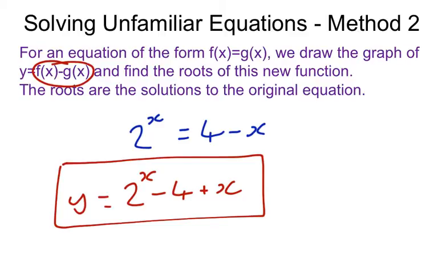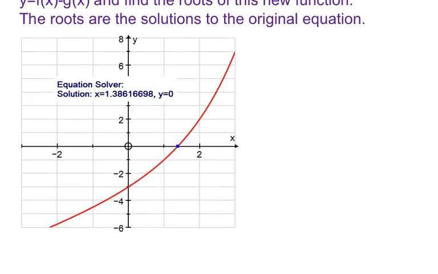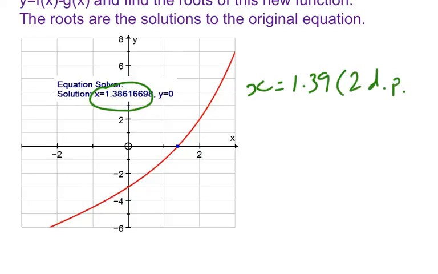And this time when we put that into our graphics calculator, we get this graph here, and we are looking for the root of that equation, which is where it crosses the x-axis, so we're looking for that value there. Again, with this one, it's not a very easy value to find, so we're going to have to use our graphics calculator to manually find the root of that graph, and when we do that, we find that it is equal to that value there. So our answer is x equals 1.39 to 2 decimal places.